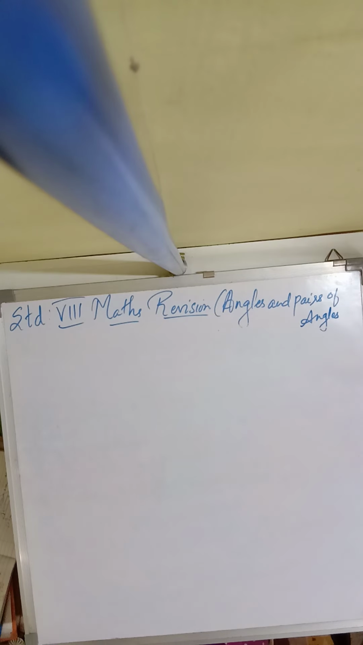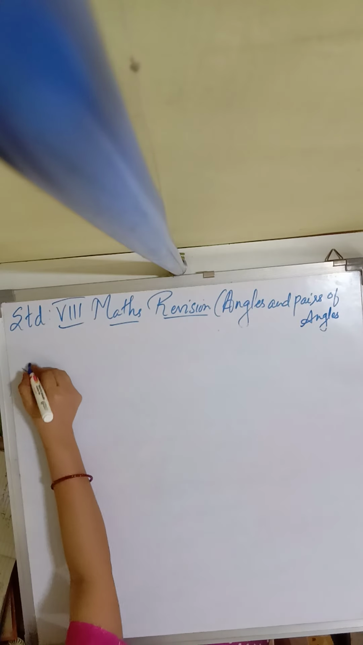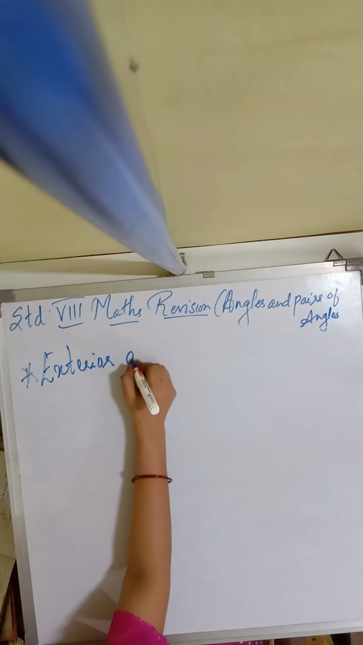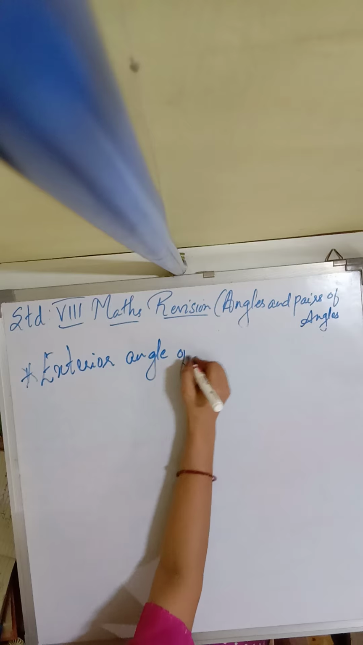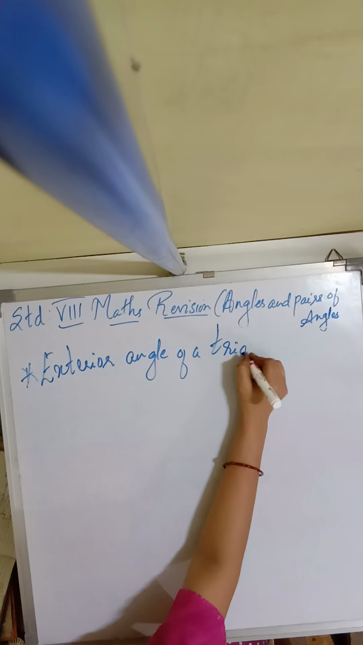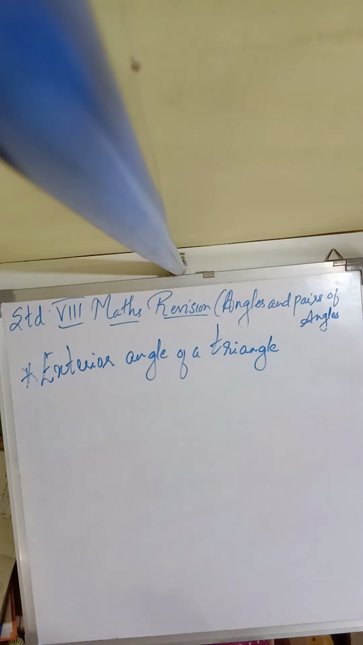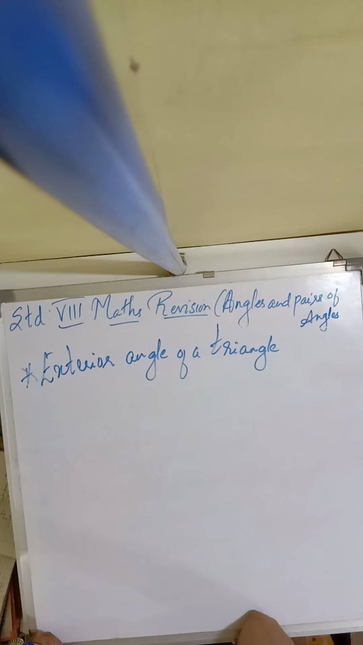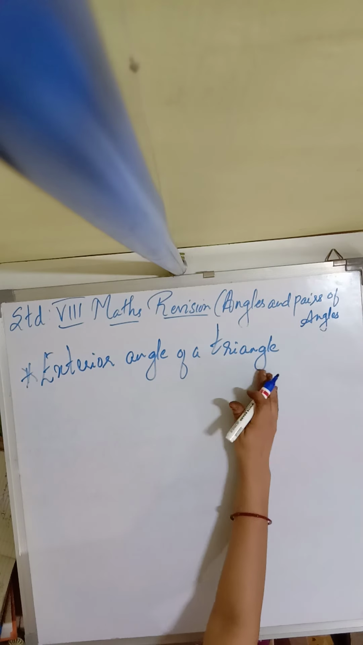Now the very last topic, which is also very important, is the exterior angle of a triangle. Children, this is the last topic of this revision chapter, angles and pairs of linear pair. After this, we will be moving to the second chapter of 8th standard, that is parallel lines and the transversal. Now, exterior angle of a triangle.